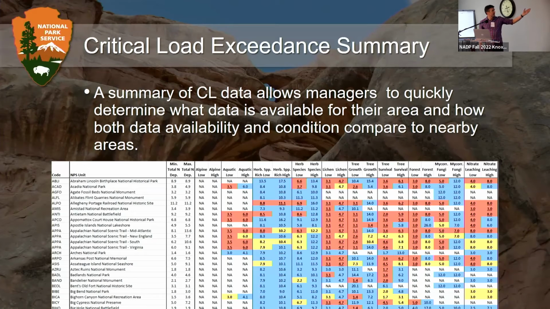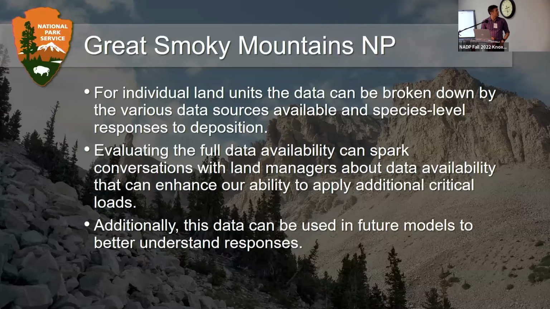In this, if it's colored red, that means the minimum deposition at that site exceeds the critical load, and therefore everything is in exceedance. If it's colored yellow, that means the maximum exceeds it, but not the minimum, so you need to do a better spatial analysis to figure out what happens. In blue, it's below the maximum critical load, so we don't expect harm to occur there. So this is step 1. You find your park, you figure out what's going on.